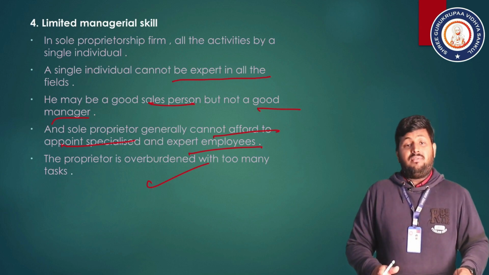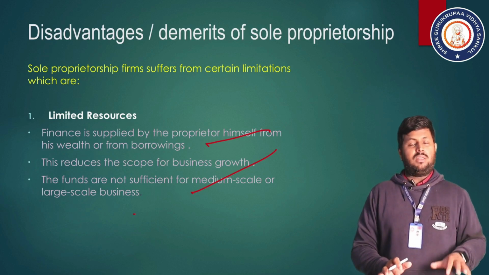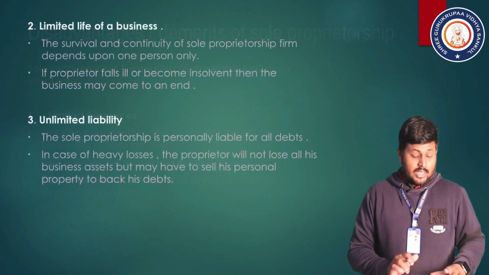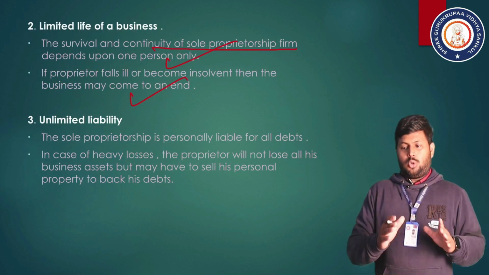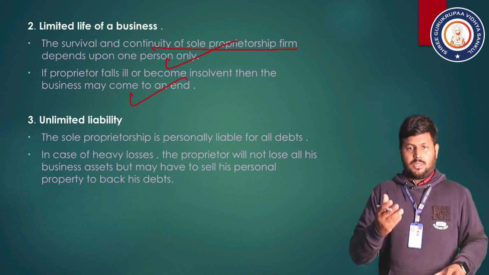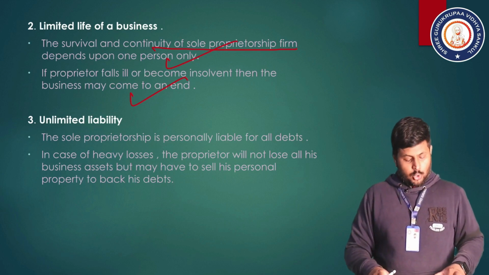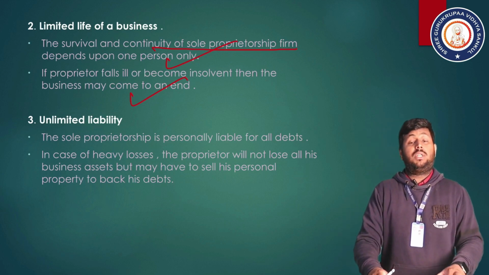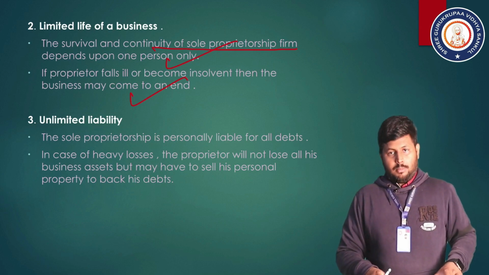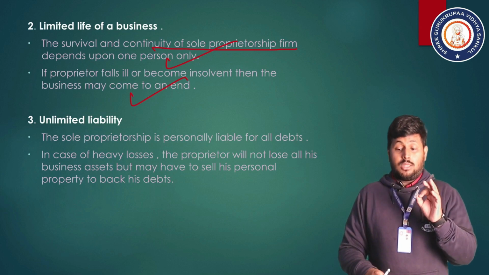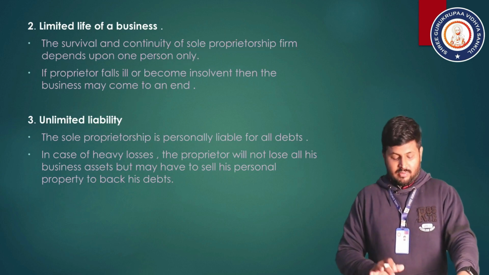So these were the disadvantages we have seen so far. Limited resources, where the person has a limited amount so that he cannot grow his company. A limited life, because of lack of continuity of the business. We cannot run the business for a longer period of time because the person is a single individual, and if he gets sick or dies, the business has to be closed down. Unlimited liability. When a person is a single owner, he has to bear all the debts of the company. If the company suffers a loss, then the person has to pay the debts by selling off his personal assets, which is a disadvantage for the business.